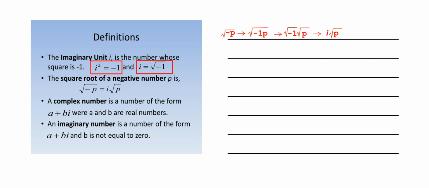So a complex number is a number of the form a plus b times i, where a and b are real numbers. An imaginary number is a number of the form a plus b times i, and b is not equal to 0, something to be aware of. Otherwise, it wouldn't be an imaginary value, right? Keep in mind the imaginary portion is the one that contains the i, technically.